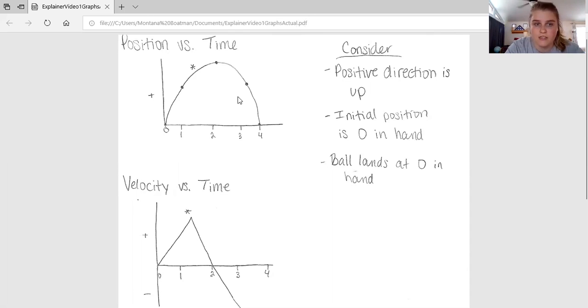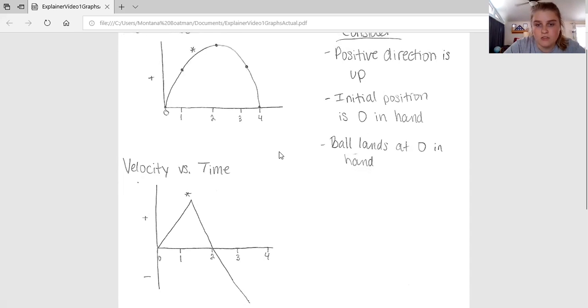The graph right here makes a parabola as the ball goes up and comes back down. At 2 seconds is where the ball hits the peak of height. And then this little star right here is a point where the ball slows down before its highest peak to change direction. And this is important when looking at our velocity.